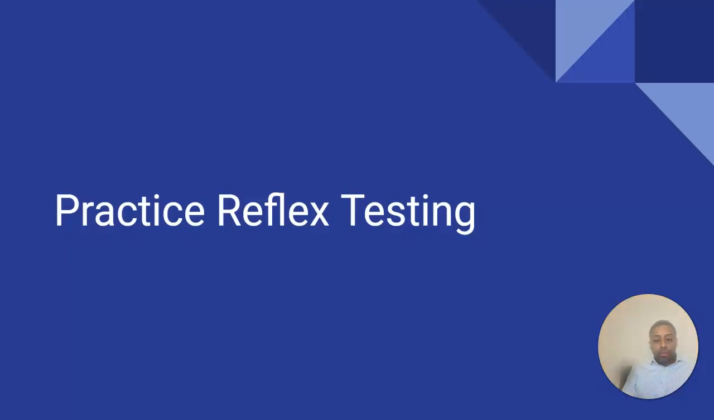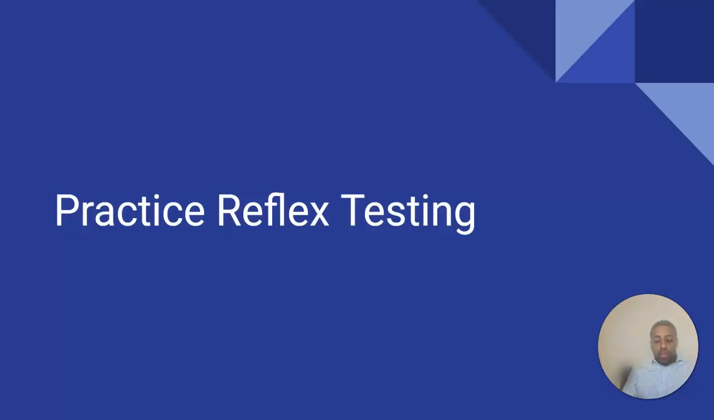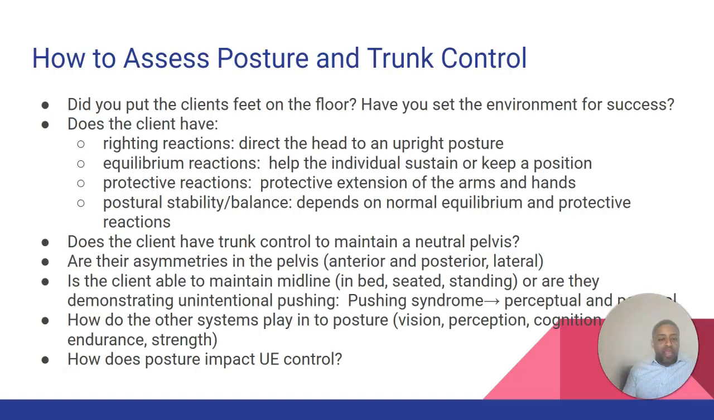All right. Okay, so we will likely do reflex testing. We will do reflex testing in lab. Okay, how do we assess? Another thing that gets impacted with any type of neurological condition, more particularly stroke, brain injury, and spinal cord injury, is posture and trunk control, right? How do we assess trunk control?